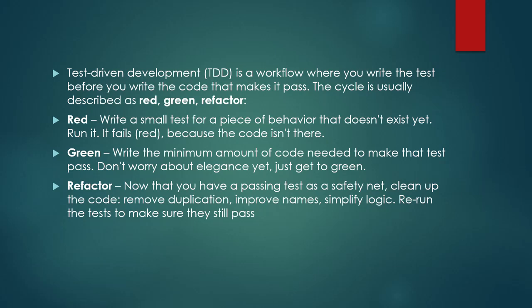Red. What is red? Write a small test for a piece of behavior that doesn't exist. Run it, it will fail. Fine, let's leave it there. Then what is green? Write a minimum amount of code that makes the test pass. Don't worry about code refactoring. We will do it during this cycle.